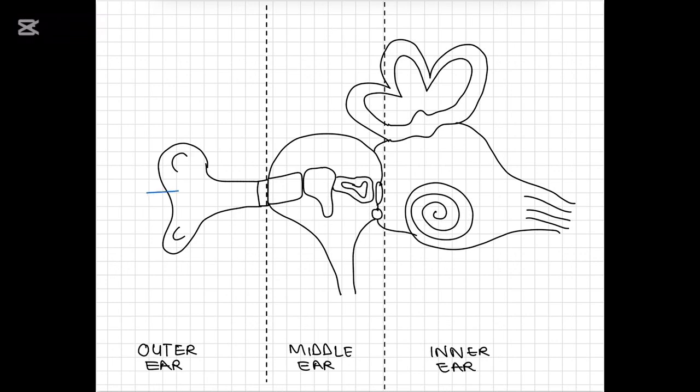Now that that is done, we are labeling the parts of the ear. Starting with the outer ear, we have the pinna, which is the outer flap. It traps and directs sound waves towards the second part, which is the auditory canal. So the auditory canal will direct sound waves towards this third part, which is the tympanic membrane.